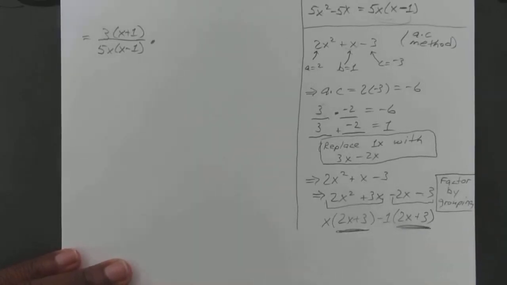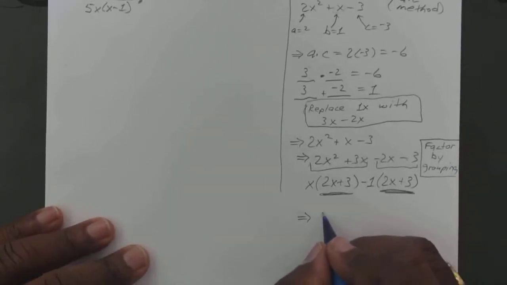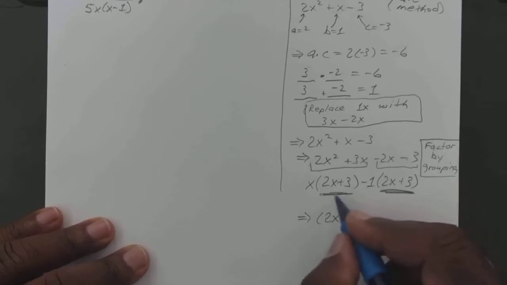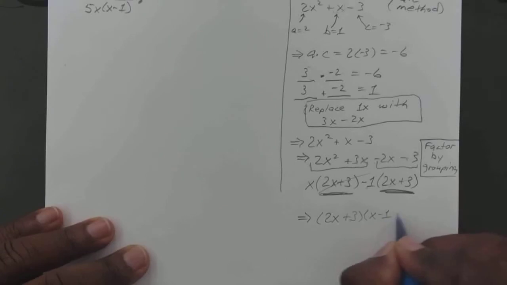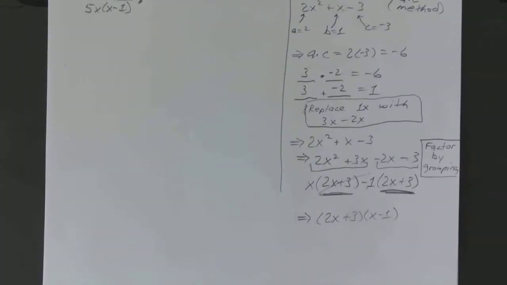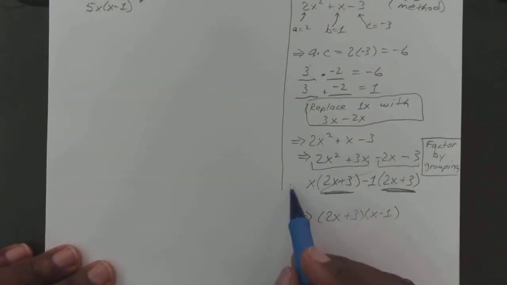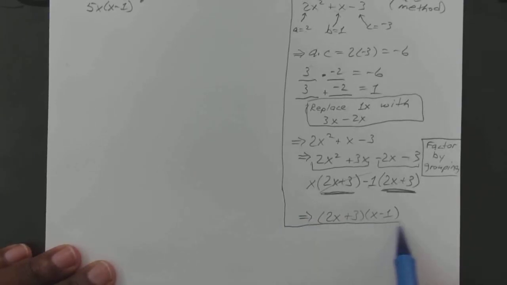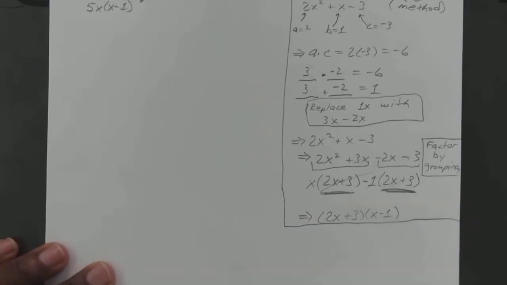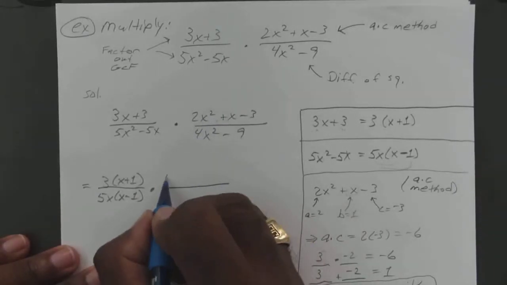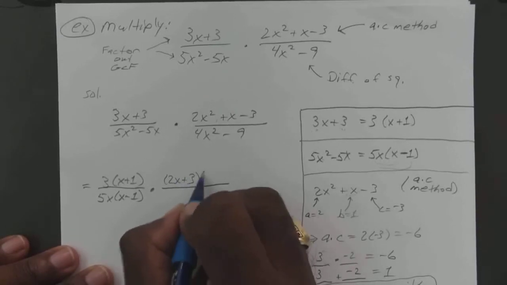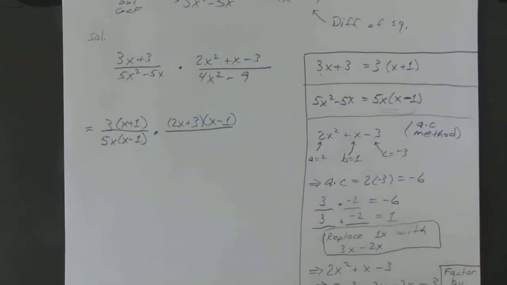Now, if these two are the same, you can just factor both of them out. So you have 2x plus 3 and x minus 1. Sometimes it can be a little bit lengthy. So that means we can replace this with 2x plus 3 times x minus 1.